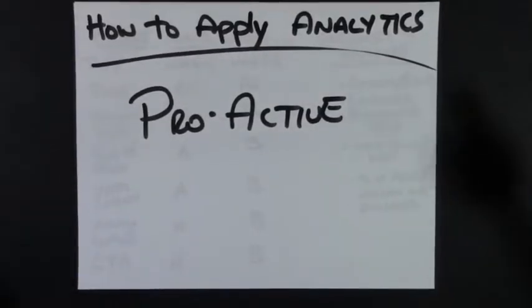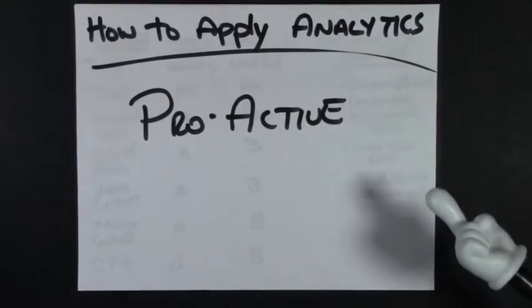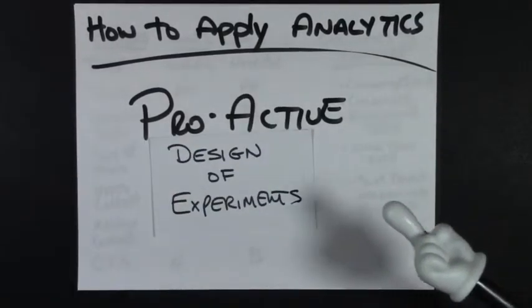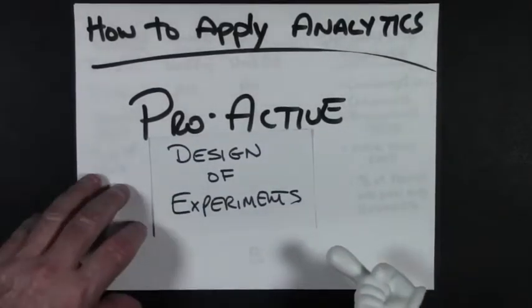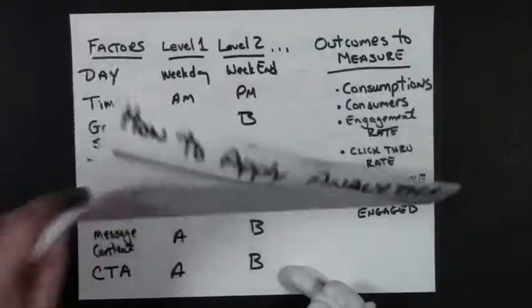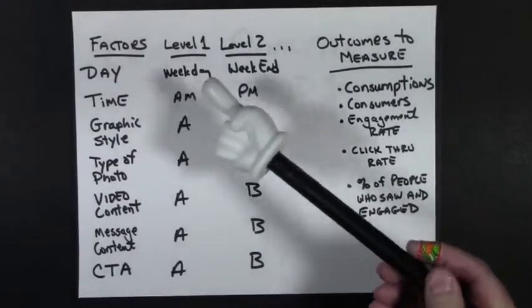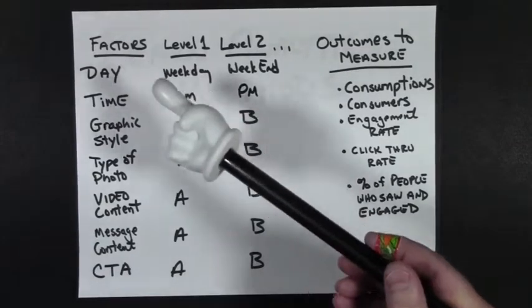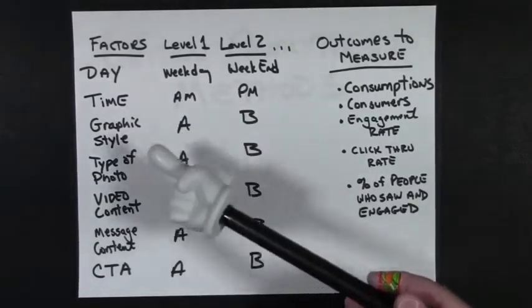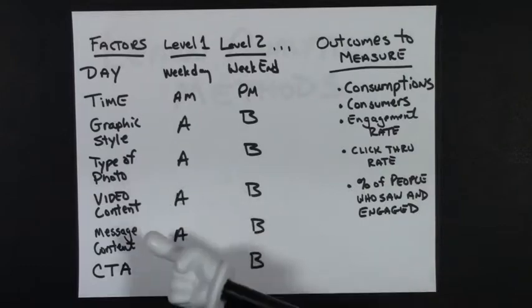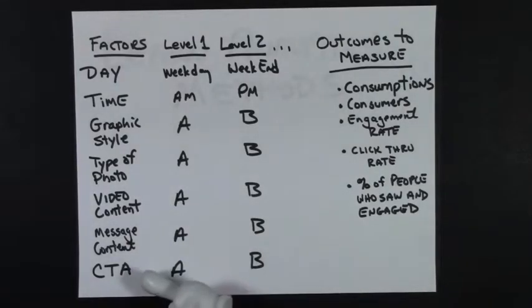All right, another way to apply analytics is a proactive way, and that would be through design of experiments. Well, what do we mean by that? Well, let's take a look at an example. All right, so we have factors. Could be the day of the week, the time of the day, the type of graphic, a photo, what your video content is, your message content, a call to action.